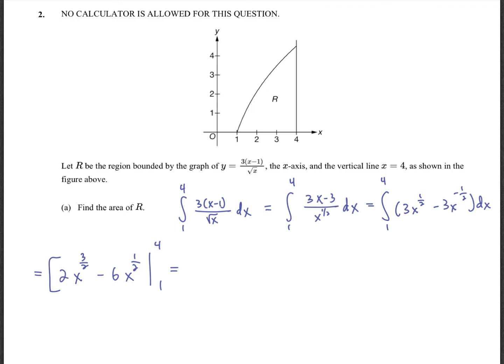Okay, so let's plug all these in. So plug in 4, you get 2 times 4 to the 3/2, minus 6 times... oops, 6 times root 4, so plugged in 4, and then minus plug in 1.